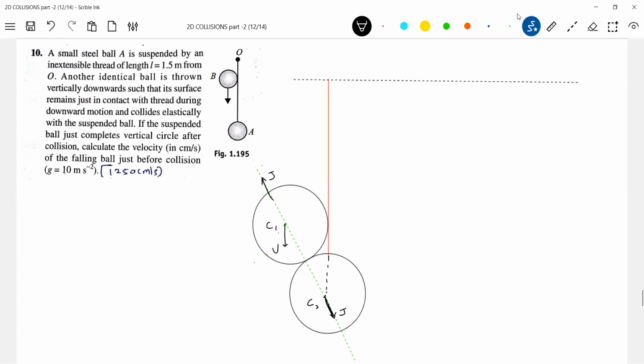Length of the string is 1.5 meter. It collides elastically. The suspended ball just completes a vertical circle after collision. Calculate the velocity of the falling ball just after collision. It is asking to calculate this u, so that after collision, this will complete the vertical circle.